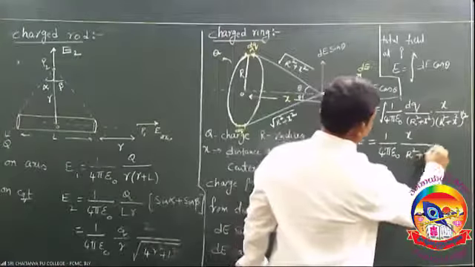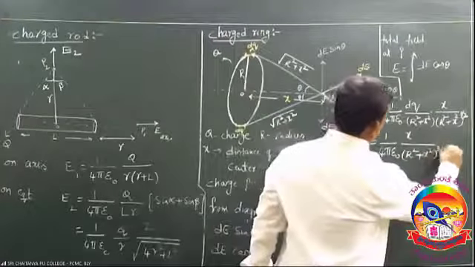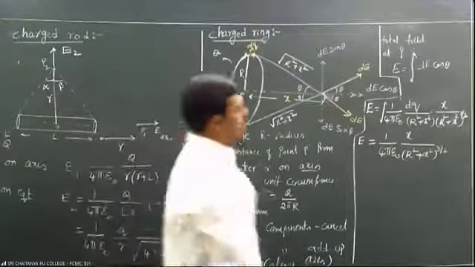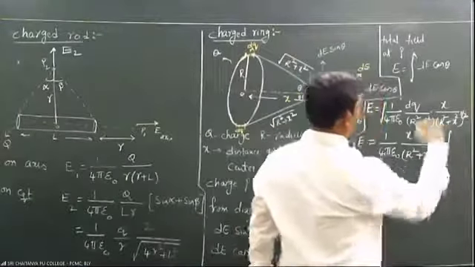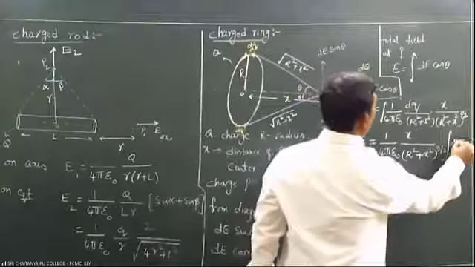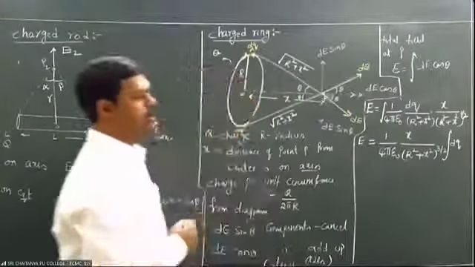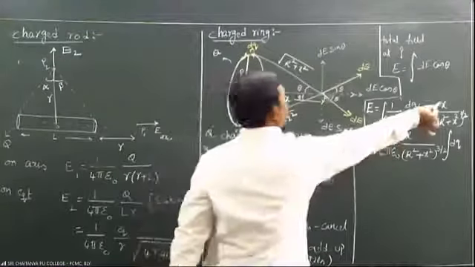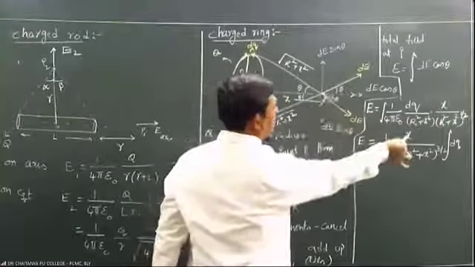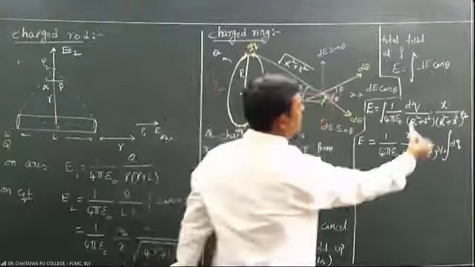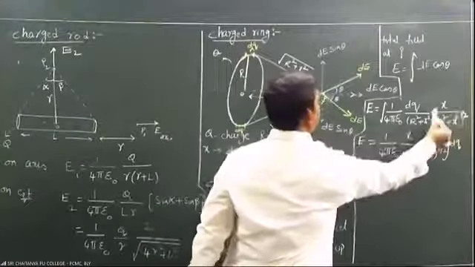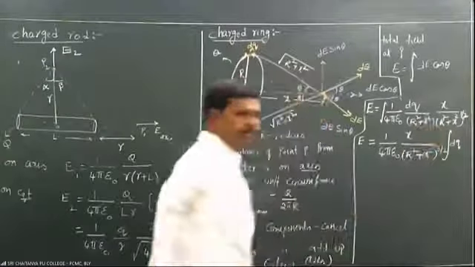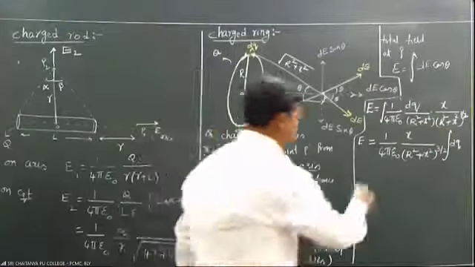R square plus x square whole power 1 plus half, 3 by 2. So now what remains? Integral dq. This is what remains, right? So the constant 1 by 4 pi epsilon naught is taken out. X, this distance won't change, it's constant, and this r won't change. So here 1, here power half, 1 plus half, 3 by 2. So under the integration, what remains? dq. Okay. Next.